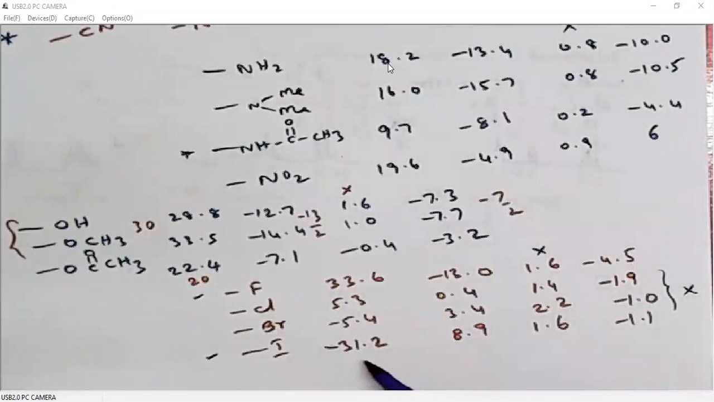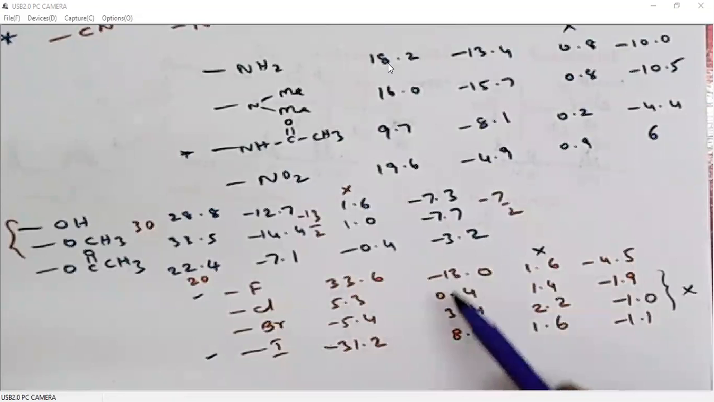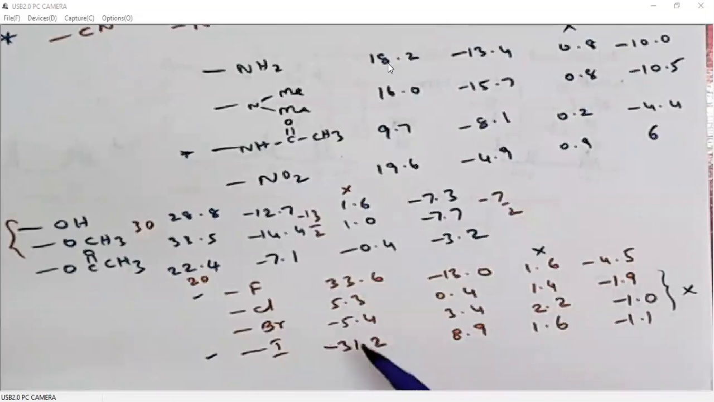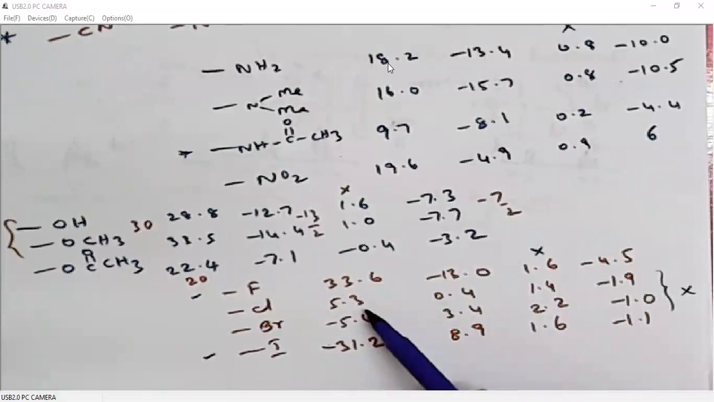For iodine, minus 30 plus 10. For fluorine, plus 30 minus 13, so minus 10. Whereas for iodine, minus 30 plus 10. For chlorine and bromine, they are like carboxylic acid and ester. Their values are very, very low. What I suggest, just add 5 or subtract 5. For chlorine, add 5, bromine, subtract 5. You can ignore all other values.